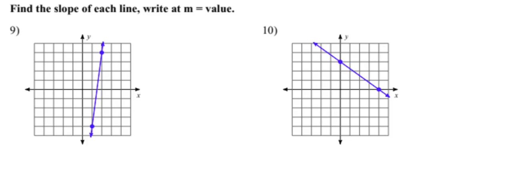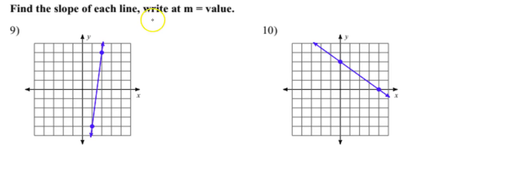Okay, welcome back to page 2 of the Algebra 2 review for the second assessment. We're going to start on number 9. We're trying to find the slope of each line and write that slope as a value m. So when we look at this first one here, number 9, we have this blue line which represents a line, and we need to find the slope.